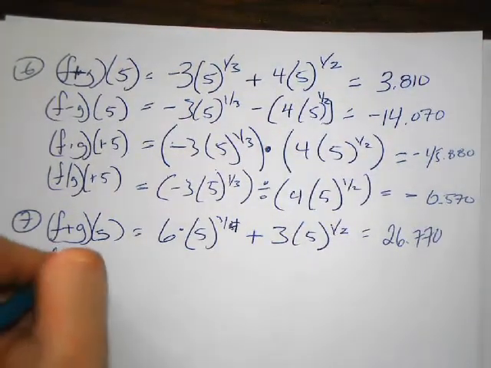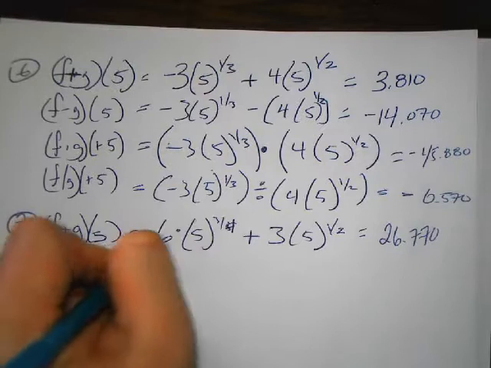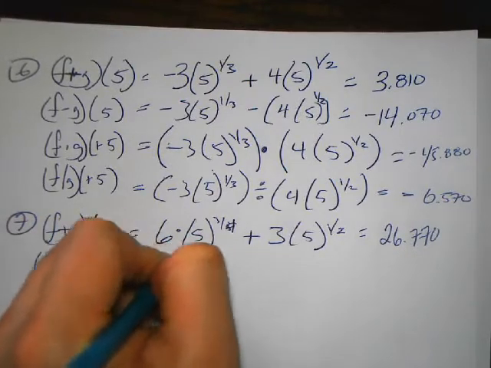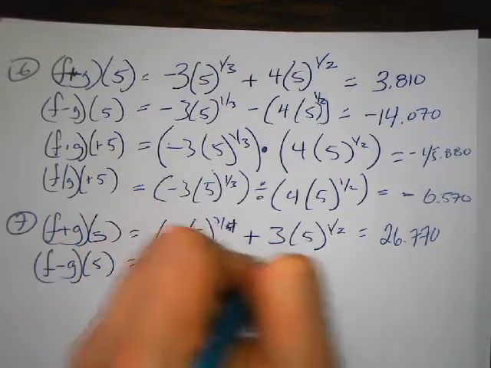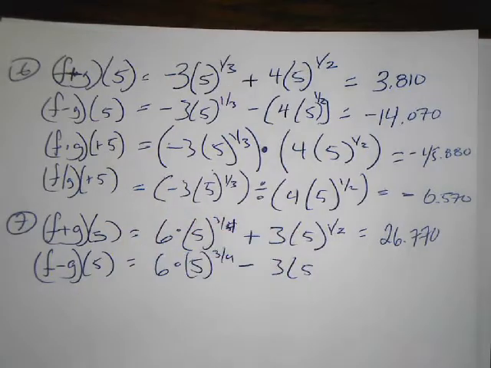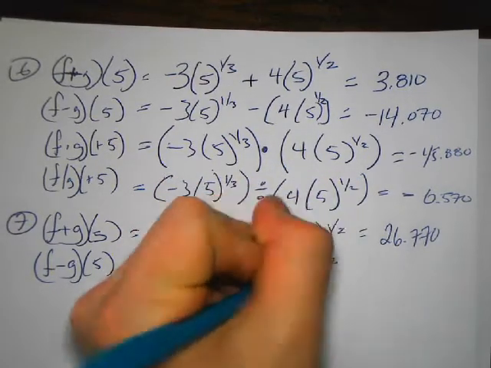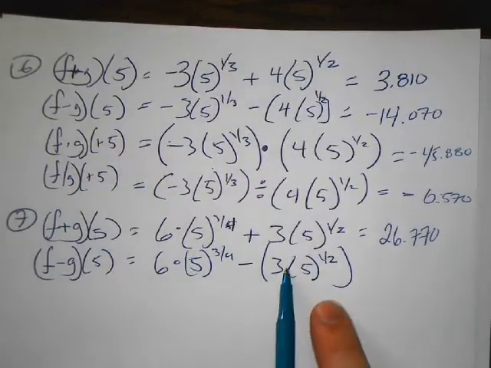Now let's subtract our functions. Again, we evaluate for 5. So 6 times 5 to the 3/4 power minus 3 times 5 to the 1/2 power. I'm going to go ahead and throw some more parentheses around here.